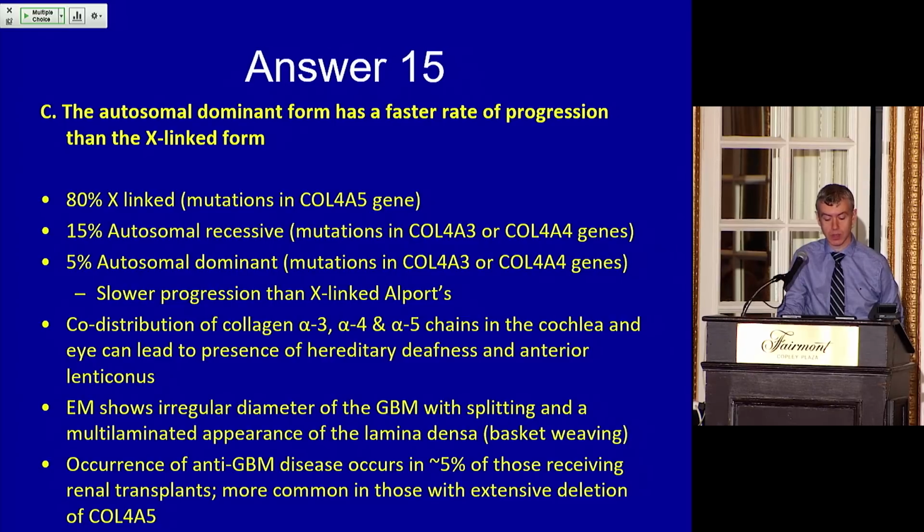Electron microscopy shows an irregular diameter of the GBM with splitting and a multilaminated appearance of the lamina densa, which is being called basket weaving. Occurrence of anti-GBM disease occurs in around 5% of those receiving renal transplants, and it's more common in those with an extensive deletion of COL4A5.